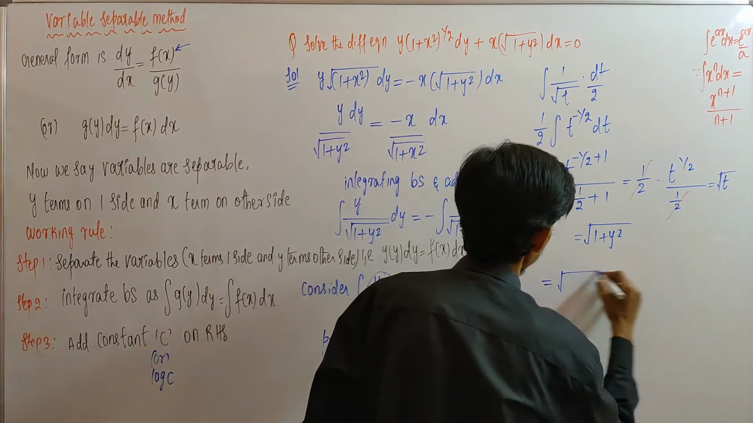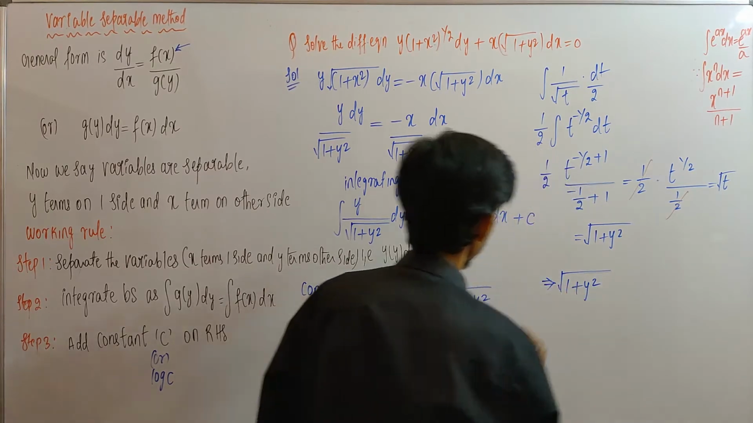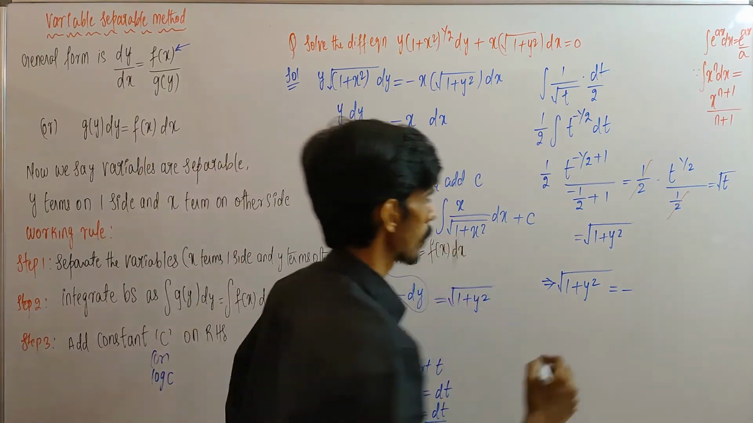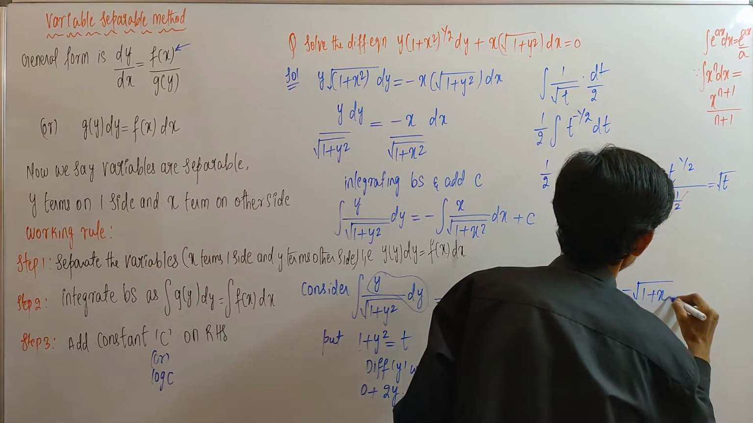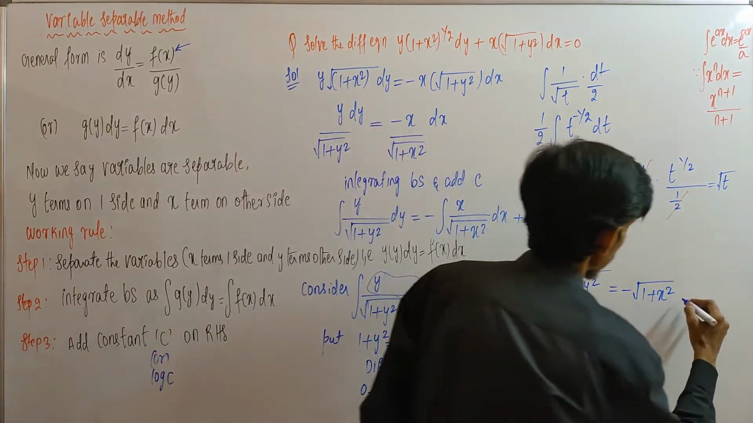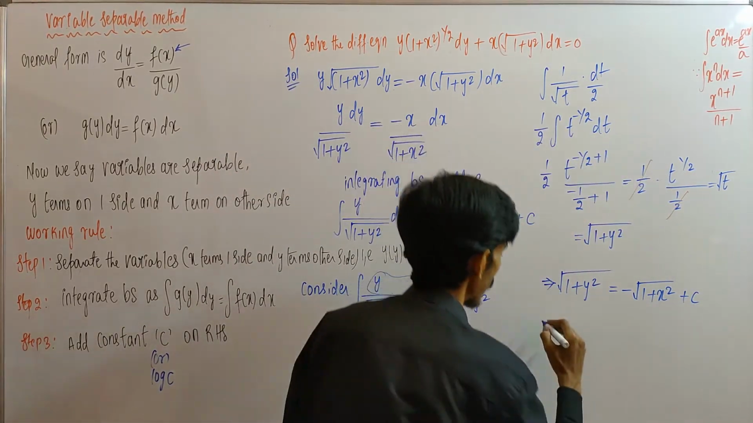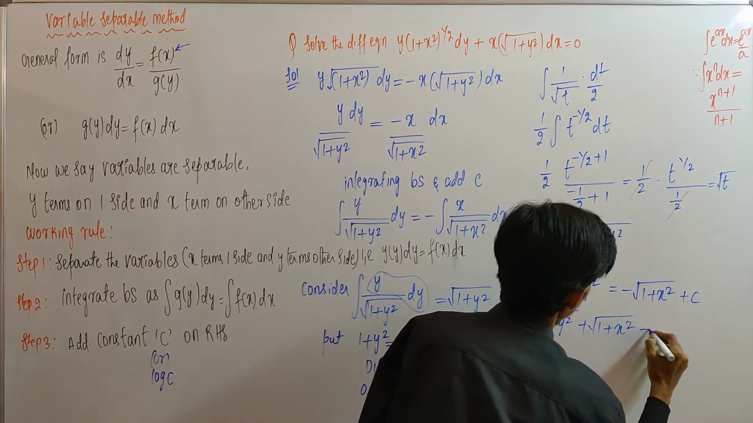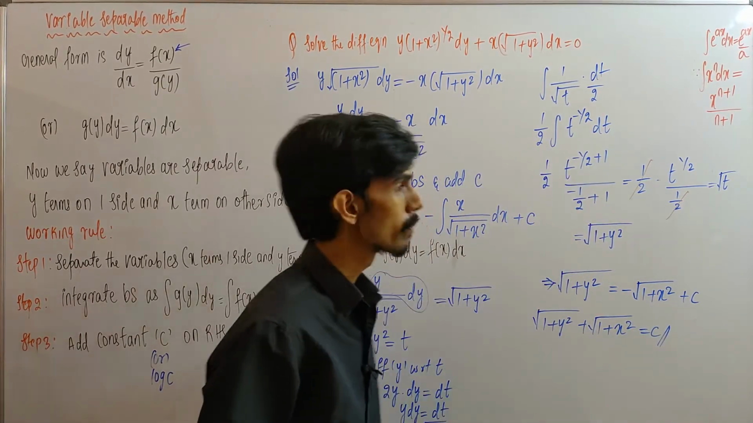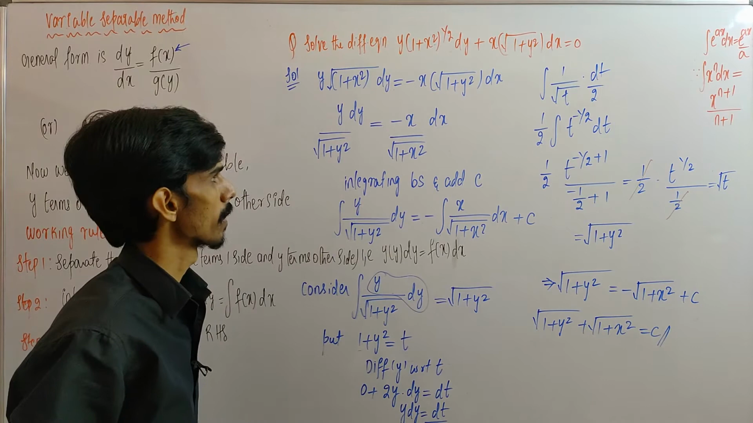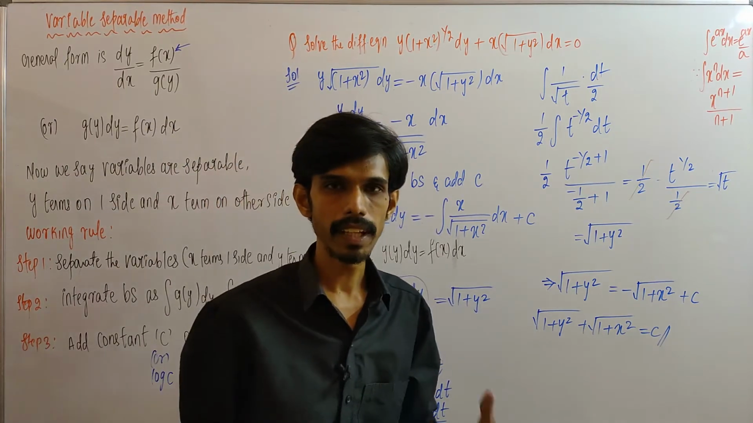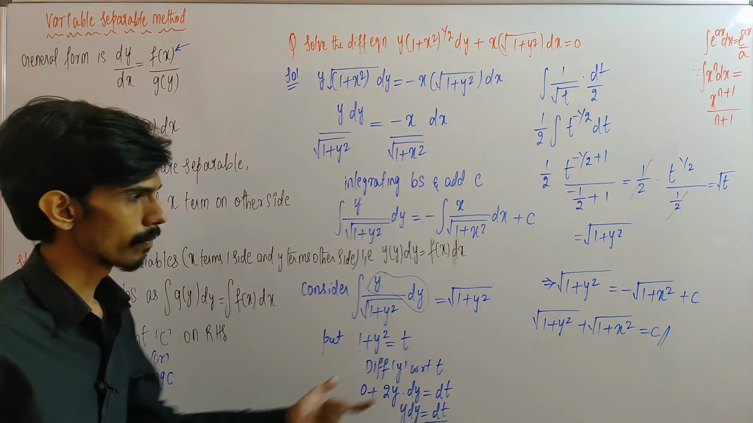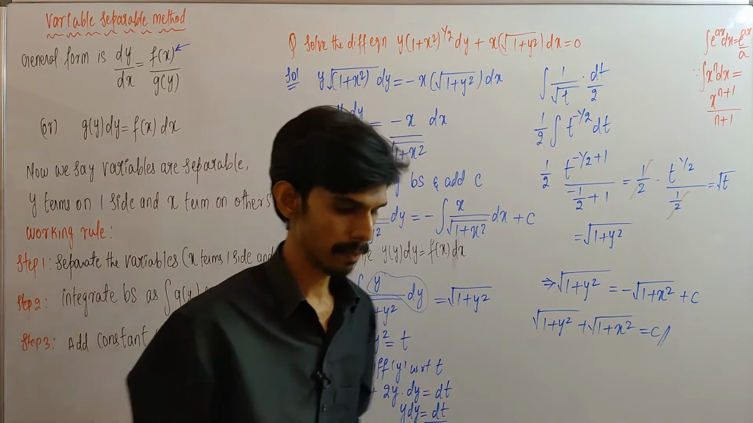The value of this integration is 1 plus y square, equal to minus. Similarly, the integration of this will be root over 1 plus x square plus c. If I take this here, I'll get root over 1 plus y square plus root over 1 plus x square equal to c. This is the solution for this differential equation. First of all, we have to identify whether this can be converted into variable separable form, then separate it, apply integration, and you will get the solution for this kind of question.